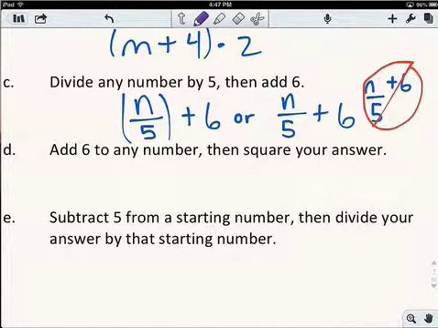So I'm going to use a smiley face this time. Is that all right with you? Love it. Okay, smiley face is my any number. So it says add 6 to any number. I'm going to add 6 to my smiley face, then square your answer. So it says square your answer, so I need to square what I got.